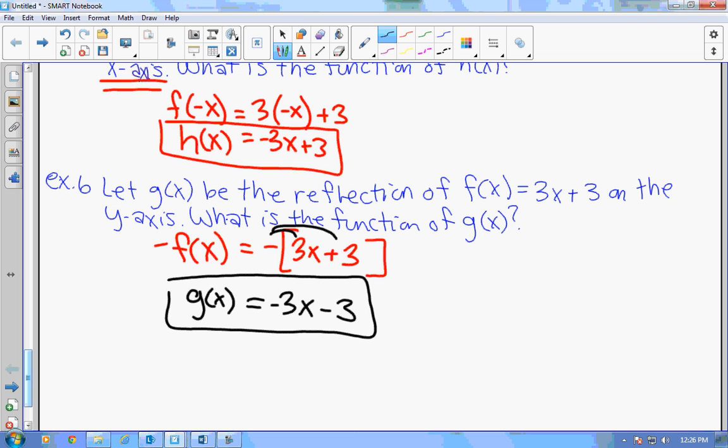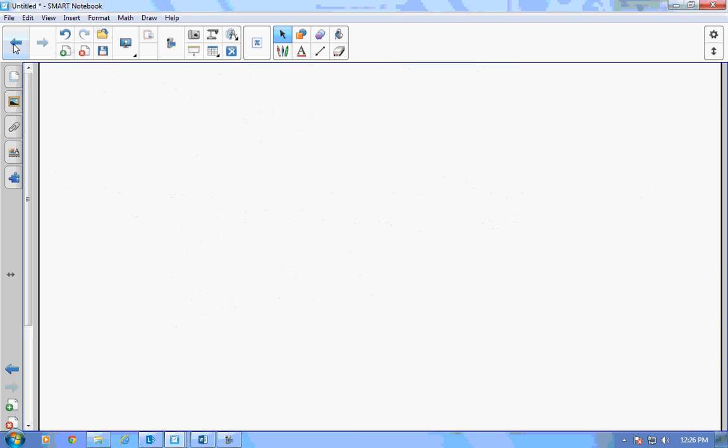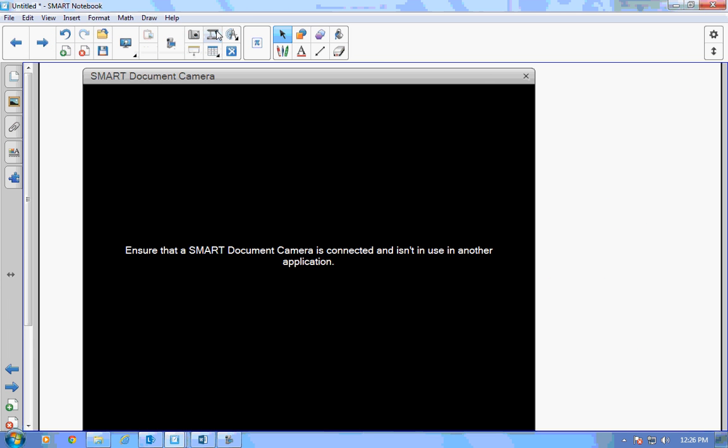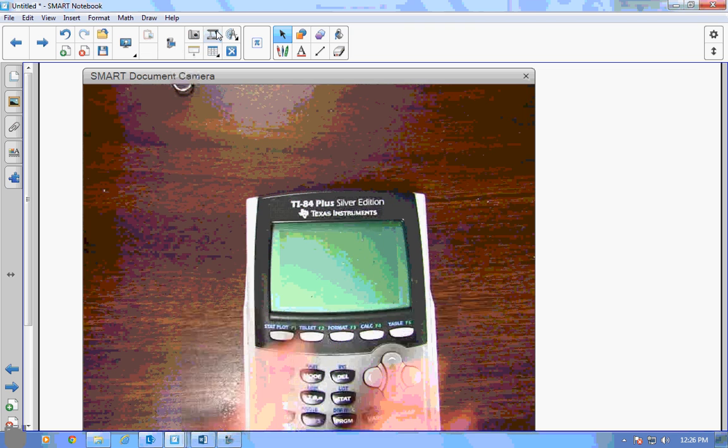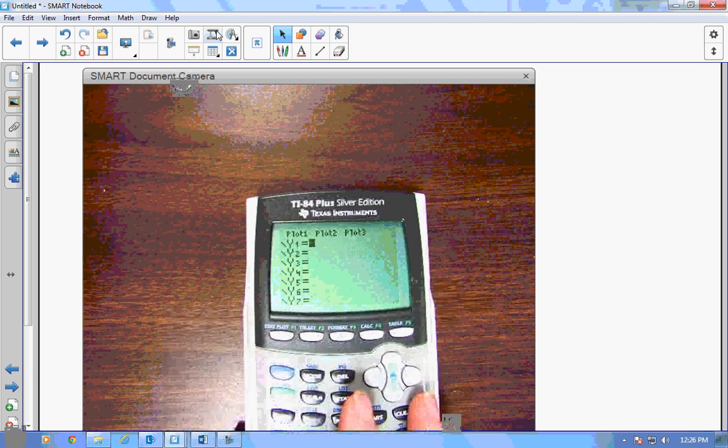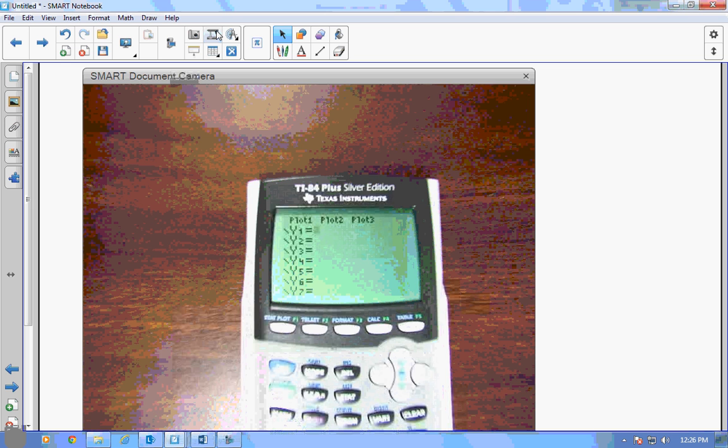Do you all have your calculators? We're going to see why this works on the graph. Okay, open up your graphing calculators, please. If you don't have one, come get one. Clear out stuff that's on there. Go to y equals. Clear anything out that's in there. Everyone should have their graphing calculator open.